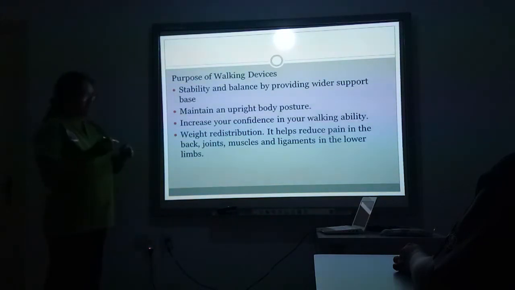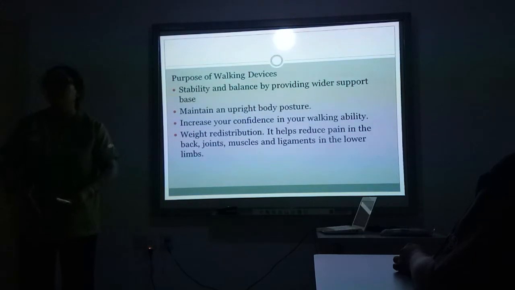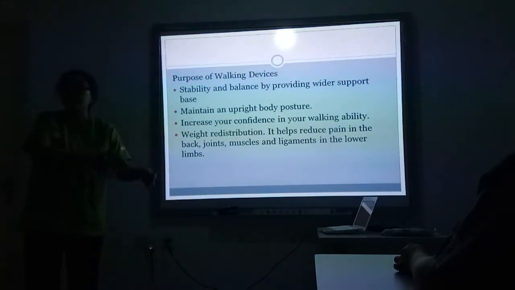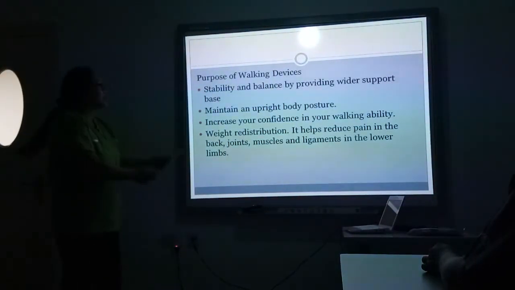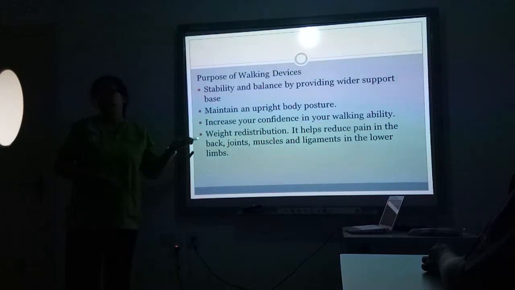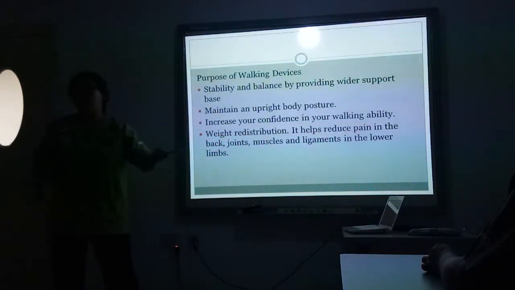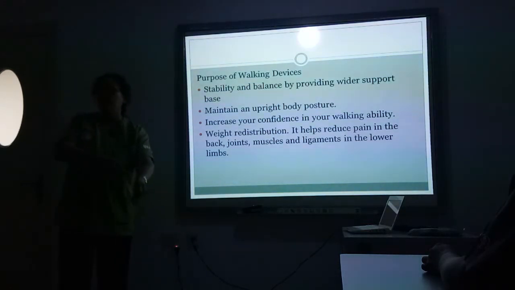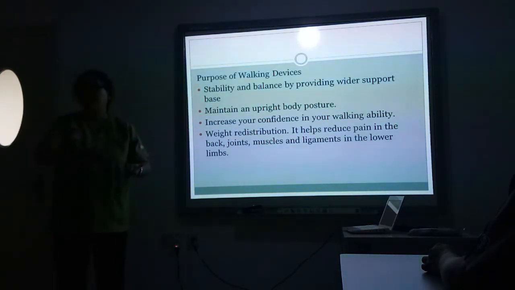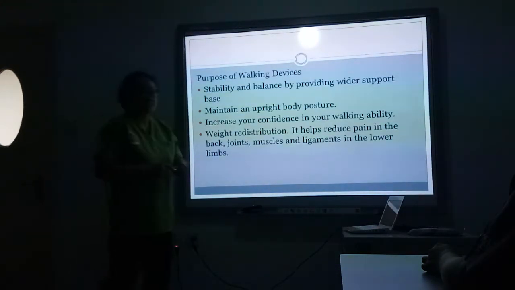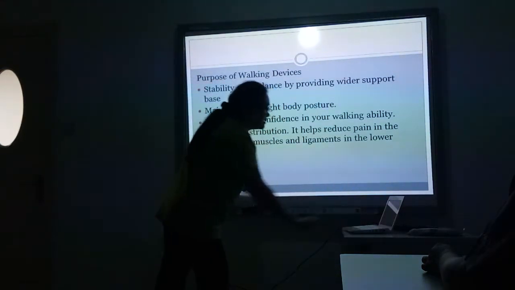The weight redistribution. Okay. If the injury is here, so where's the weight? Okay, doon sa unaffected, doon sa walang injury. But the walking devices, what? Will redistribute. From the weight here, because you have the device, it will transfer to your walking devices. So that's the purpose of your walking devices.